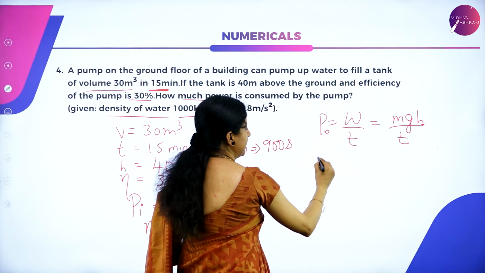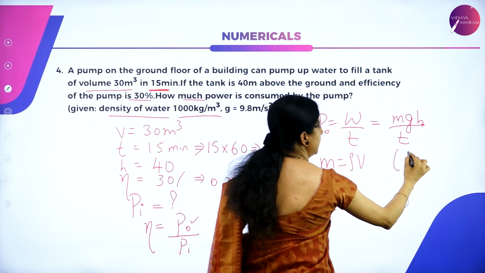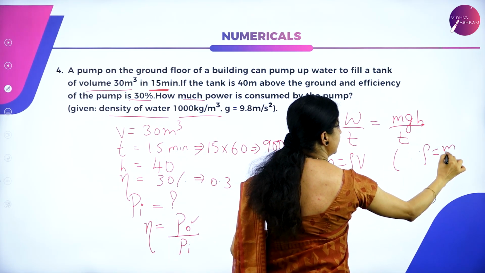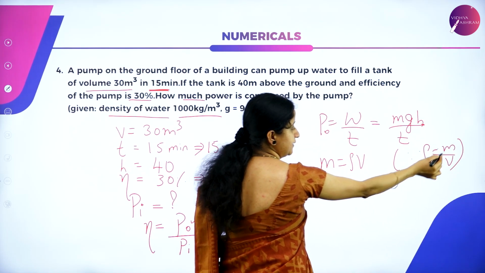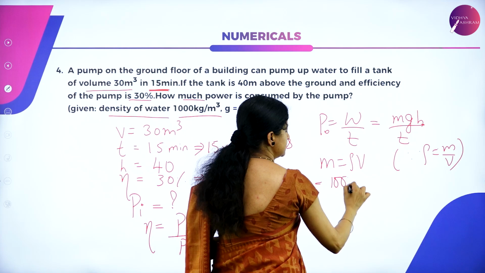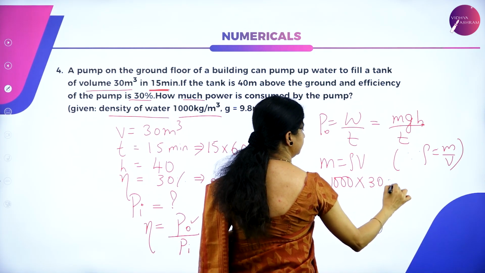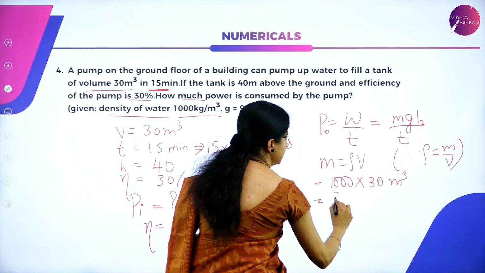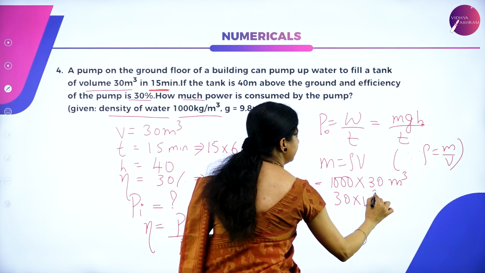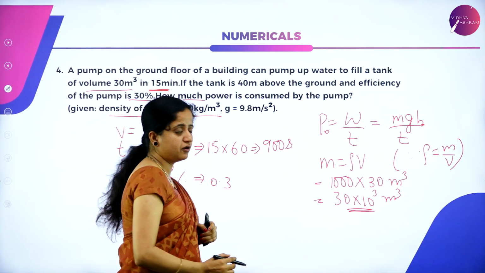The value of m can be calculated by the formula density into volume, because we know that density is equal to mass divided by volume. From this we can write m is equal to rho into V. What is the value of rho? It is 1000 and the volume is 30 meter cube. So, this can be written as 30 into 10 power 3 kg. Now we got the value of m. Let us substitute in the above expression.